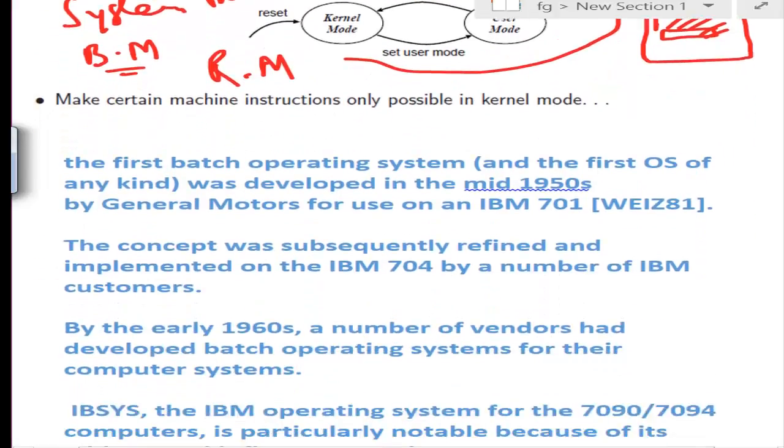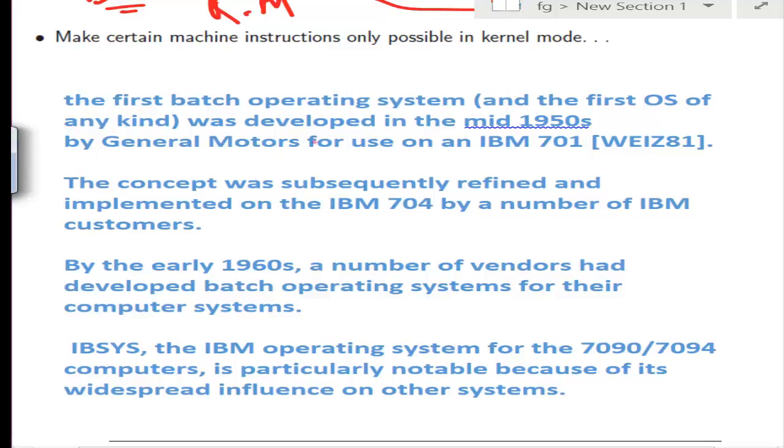Okay. Now, if we talk about the first batch operating system, in the mid-1950s it was by General Motors for use on the IBM 701. Then it was refined and implemented on the 704. And later on in the 1960s, we had a lot of batch operating systems coming into play, and one of them is the IBSys. This is one of the first, you can say, improved batch operating systems for the 7090 and 7094 mainframe computers of IBM.